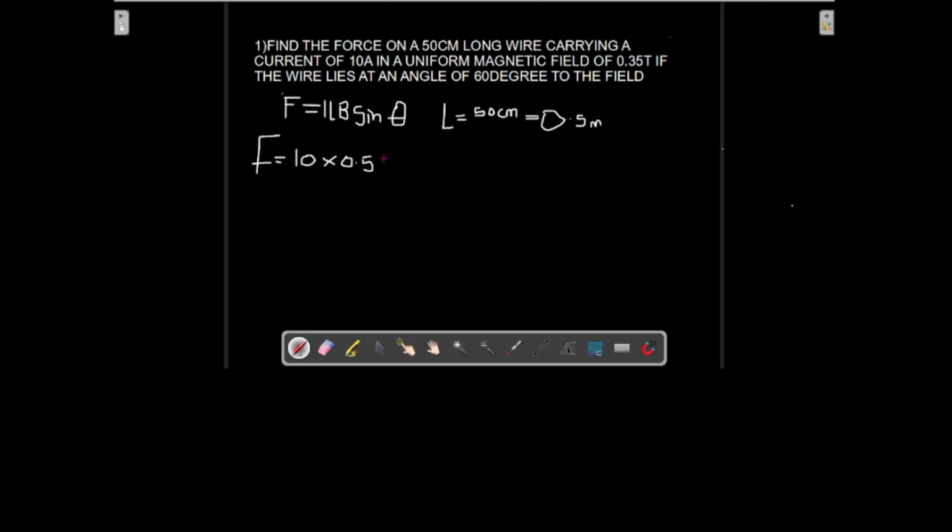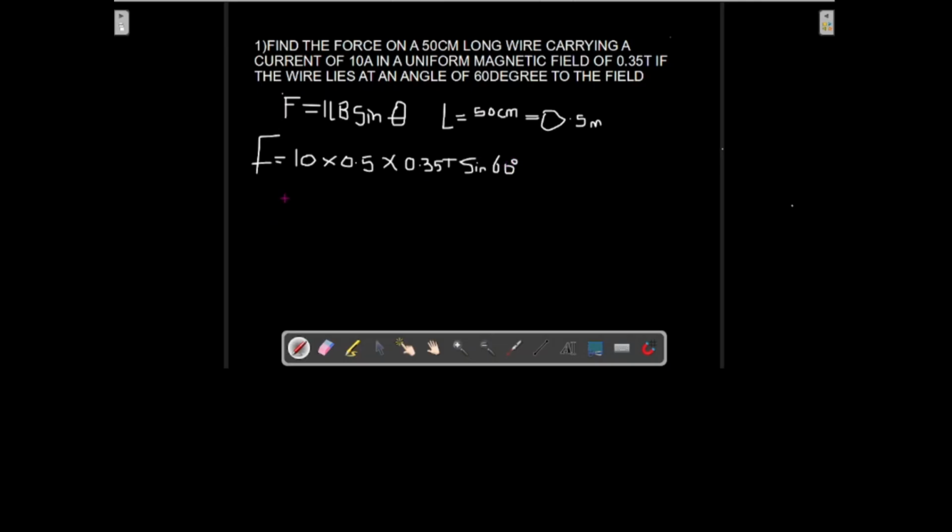Now, multiplied by B, the magnetic field. This magnetic field, you can find different names for it, like magnetic flux density, magnetic induction. They still mean the same thing. The unit is Tesla. So in this case, the magnitude of that magnetic field is 0.35 Tesla. And then you have to include your sine 60, which is the angle provided in the question, sine 60 degree.